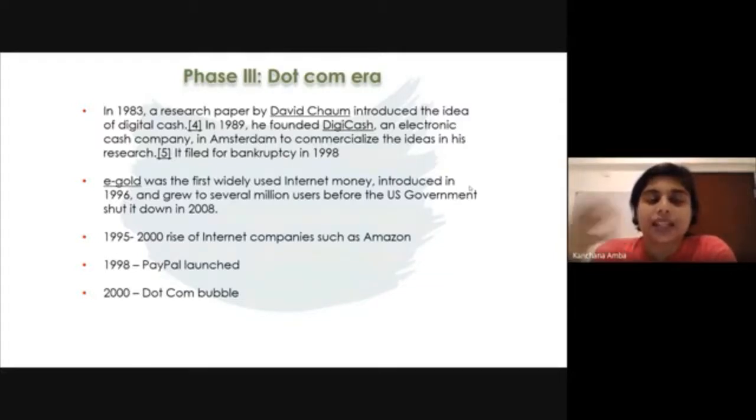And e-gold, if I'm not mistaken, was shut down by the US government because it was starting to become like a pyramid scheme, right? Because there weren't sufficient regulations and all of that. So what happened was that the required regulatory requirements, the market development, and the demand weren't there. All these things need to come up.